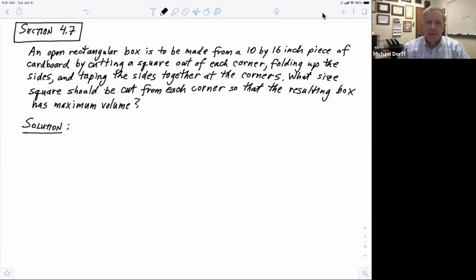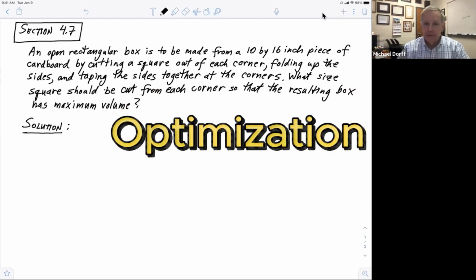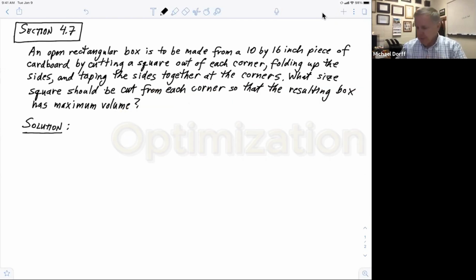We're going to look at a problem from section 4.7 that deals with optimization problems. So here's the problem that we're given.